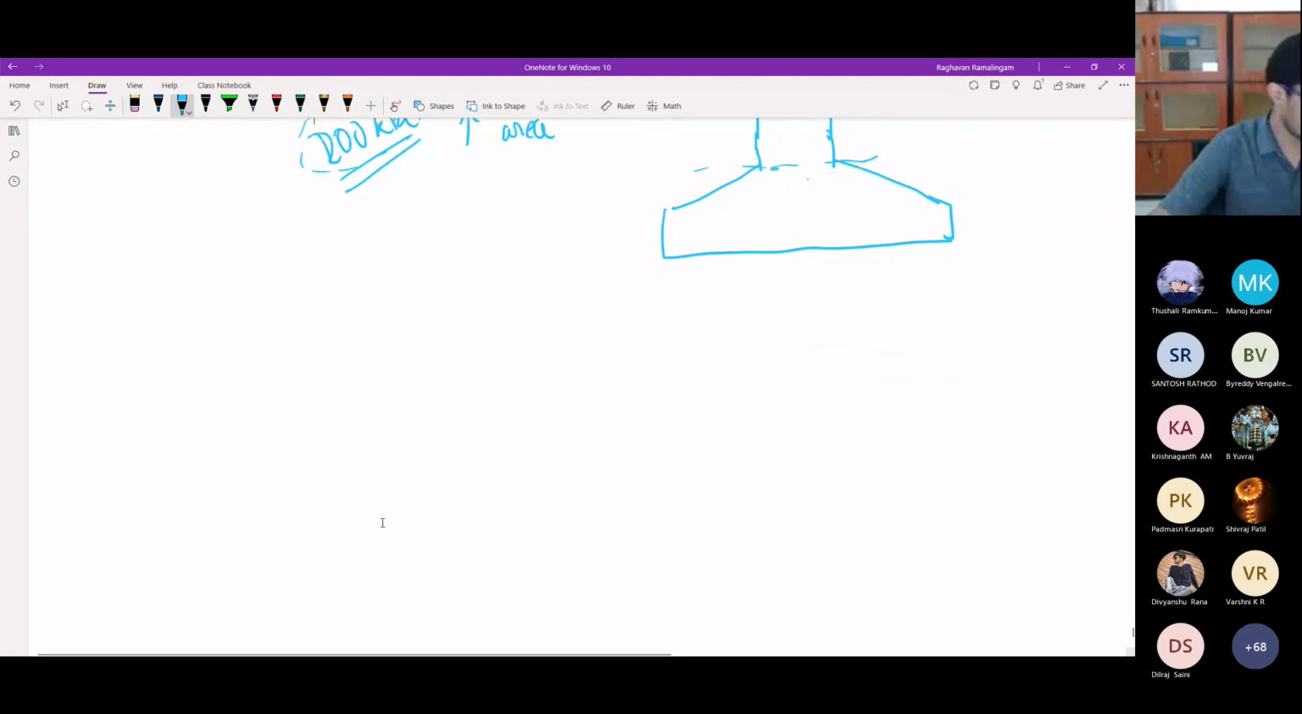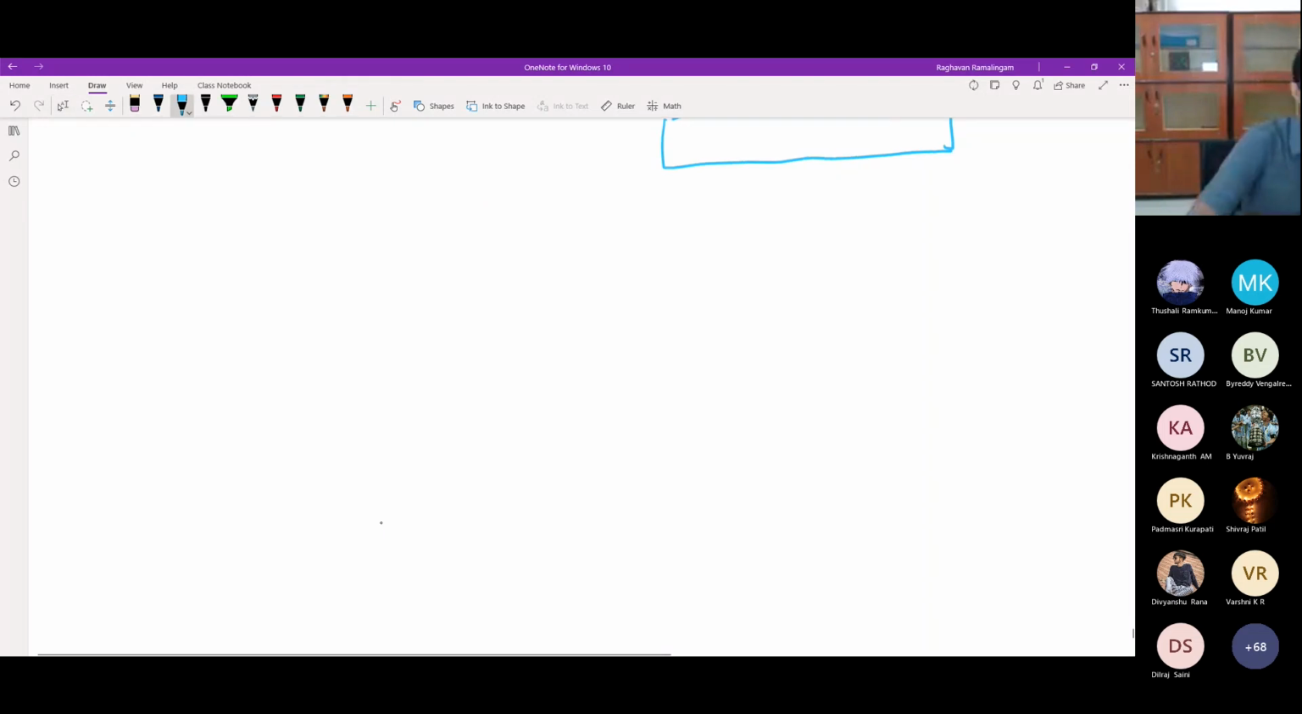Now let's look at the different types of foundations. This is a recap of something you might have already learned in geotech. Types of footings rather, not foundations. We are restricting ourselves only to footings, not to piles or any other thing.